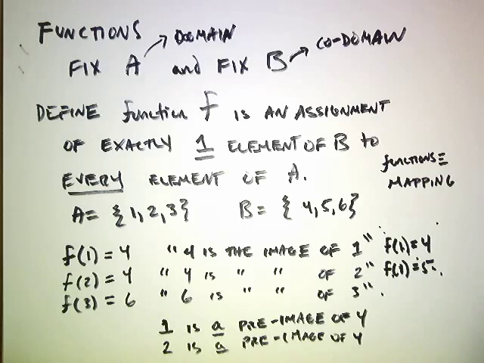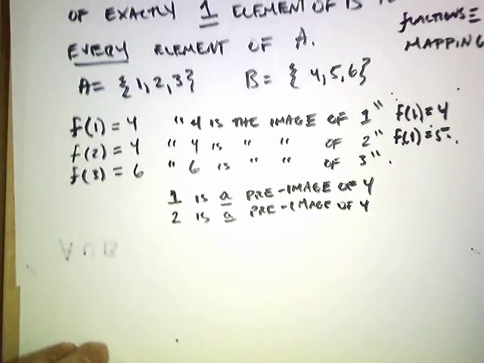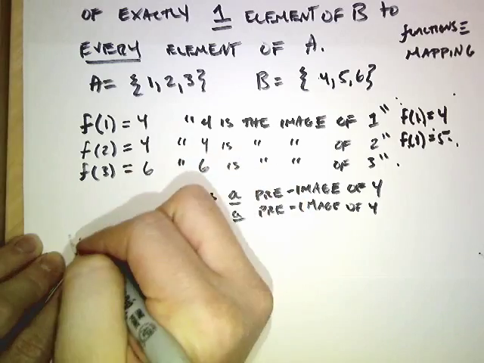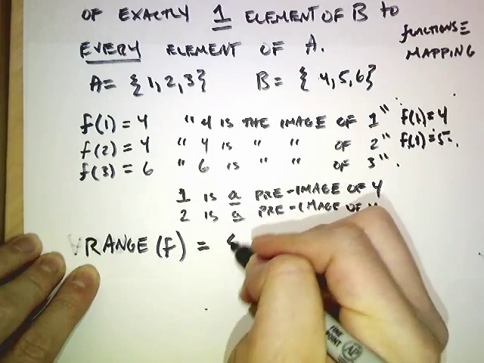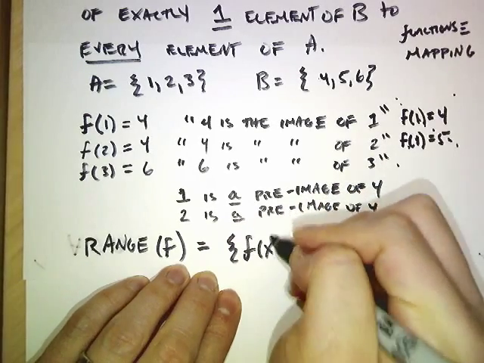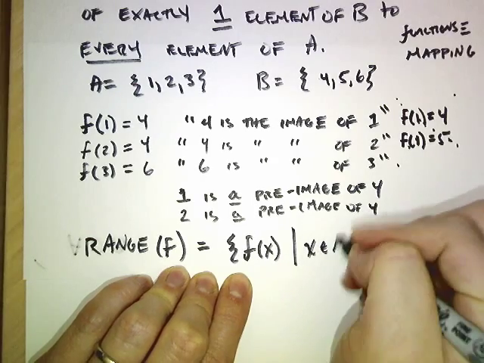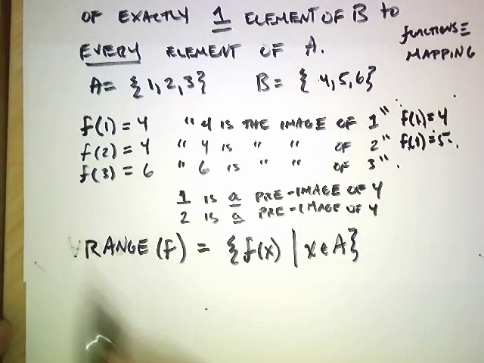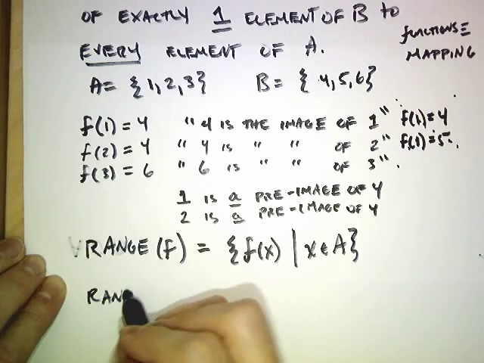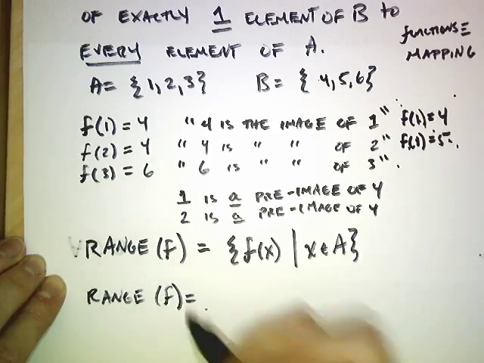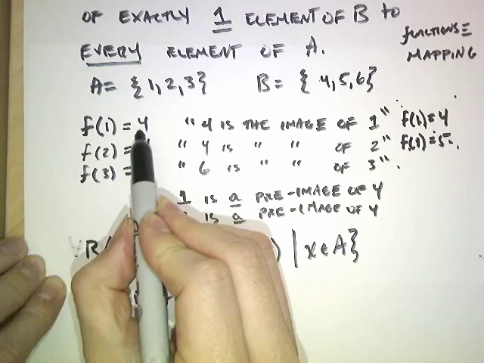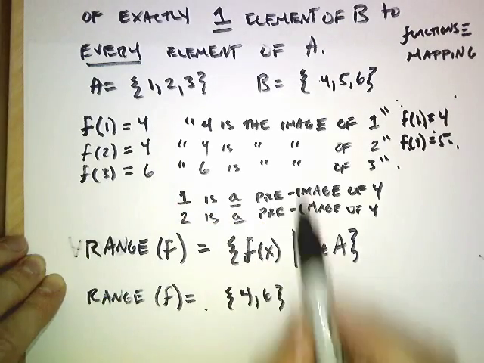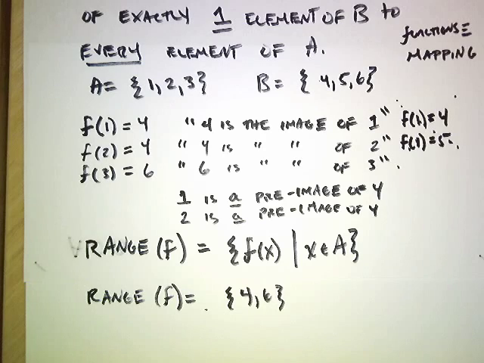We can also define the range of a function. So the range of a function f is equal to the set of all f of x such that x is in A, the domain of the function. So in this case, the range of f is equal to the set 4 and 6, because we can see that 4 gets mapped to and 6 gets mapped to. 5 never gets mapped to, so 5 is not in the range of f.